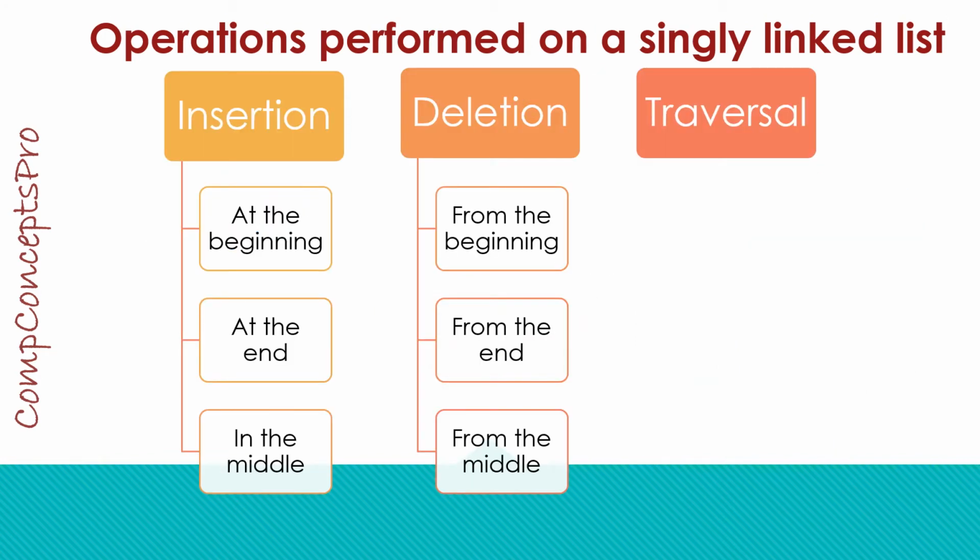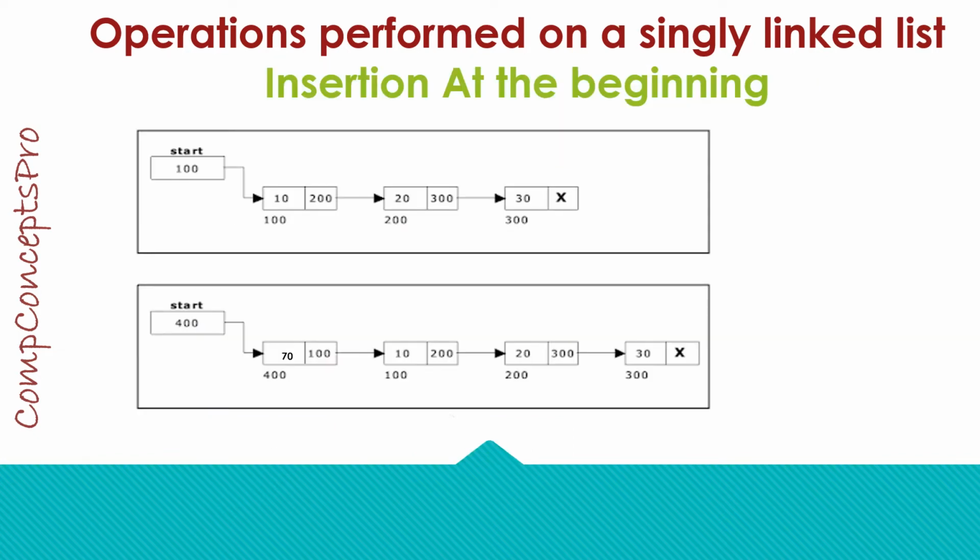Now we will see the insertion operation. Insertion in case of a linked list means adding a new node to the linked list. This new node can be added either to the beginning of the linked list or at the end of the linked list or at some particular position provided by the user. So let's see these insertions one by one. First we'll see how to insert a new node at the beginning of the linked list.